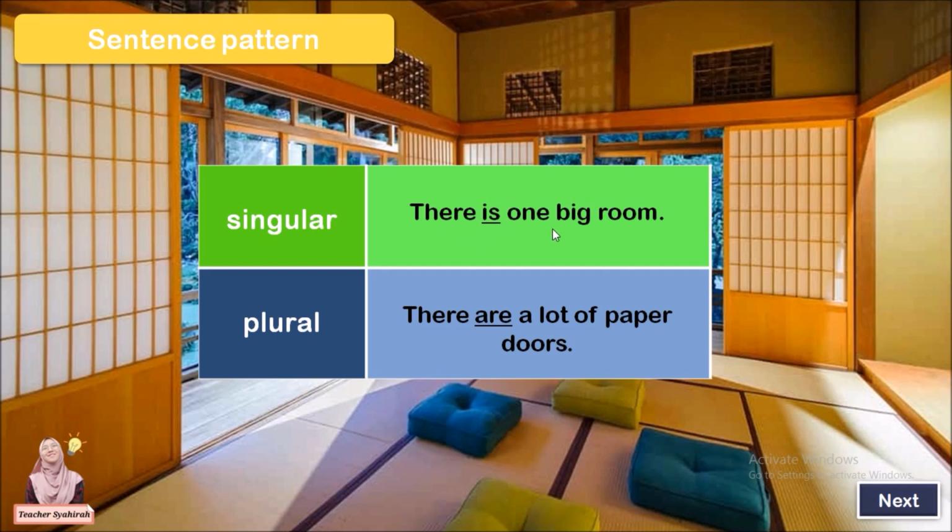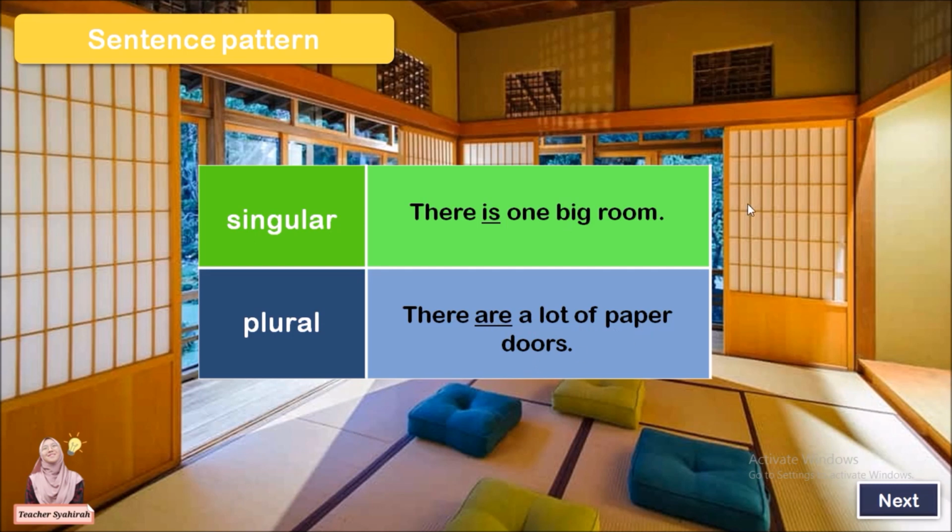Okay, there is one big room. Okay, satu saja bilik besar. Tengok ni, look at this. There is one big room. Next one is there are. So there are we use for plural. Maksudnya banyak. Kat sini dia tulis there are a lot of paper dolls. So kat sini paper dolls dia banyak.